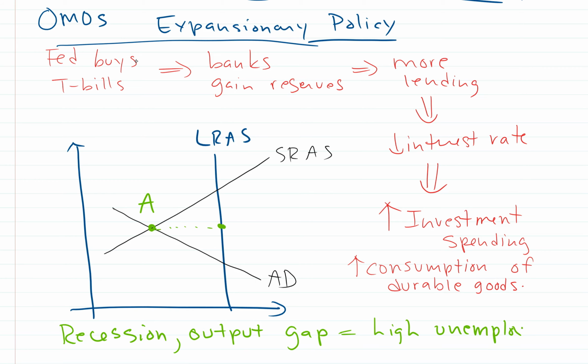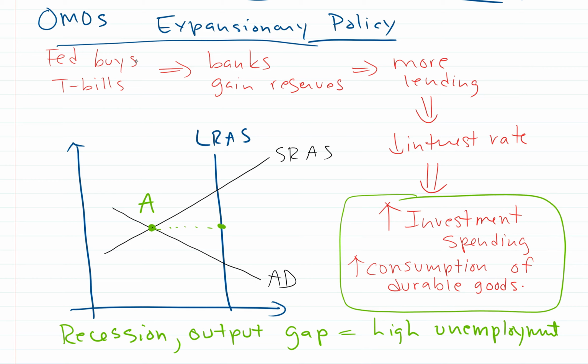One of the policies that would be a typical policy for the Fed to pursue in this situation would be to do this expansionary policy. So they buy the T-bills, the banks gain reserves, more lending, lower interest rate, and then we get the final one, which is the key result. We get more investment spending because of lower interest rate and the banks being more willing to loan, and we also get more consumption, especially consumption of durable goods. Now, I'm not going to draw it all the way back because it may not get them all the way back, at least not right away, but this policy shifts aggregate demand to the right.